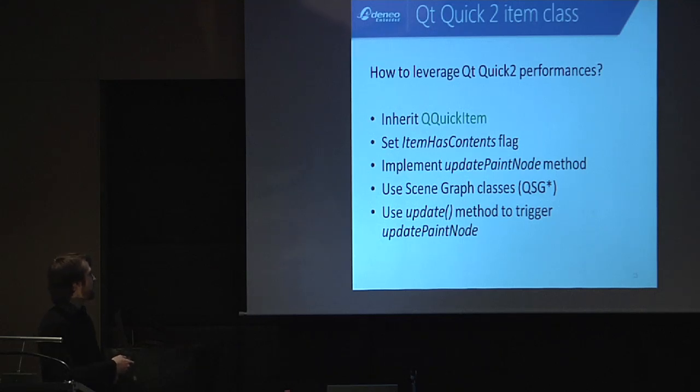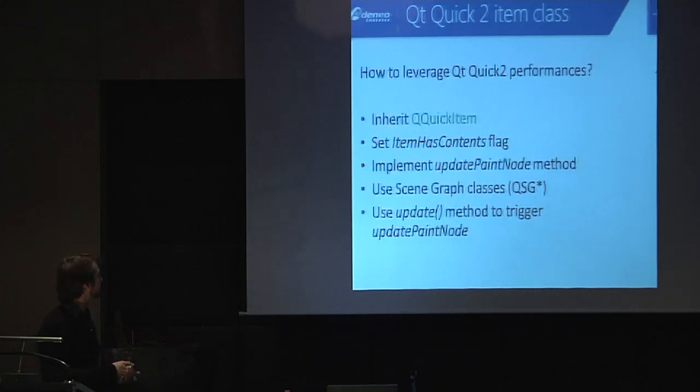From that method, we'll use the scene graph classes. You have a large number of classes that you can use to help you create accelerated components. And then elsewhere, when we call update, or inside a component, you will re-trigger the update, the drawing of your component, much like you did for any Qt widget component.